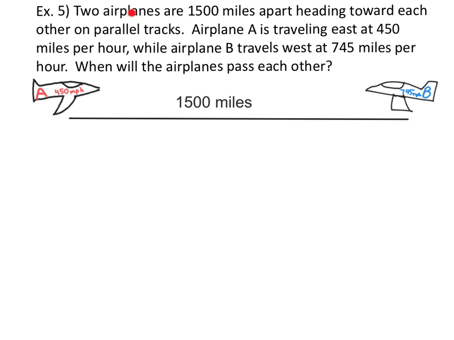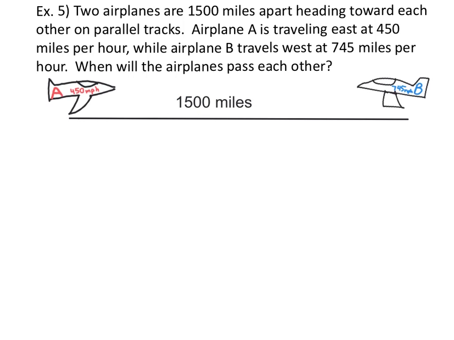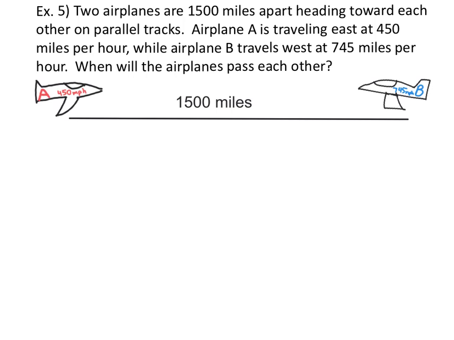So, two airplanes are traveling at 1,500 miles apart, heading towards each other. Okay, so the distance from here to here is 1,500 miles. These airplanes are headed towards each other. Boom. Okay, no, they're not going to crash. They're going to pass each other, right? So they are headed towards each other.